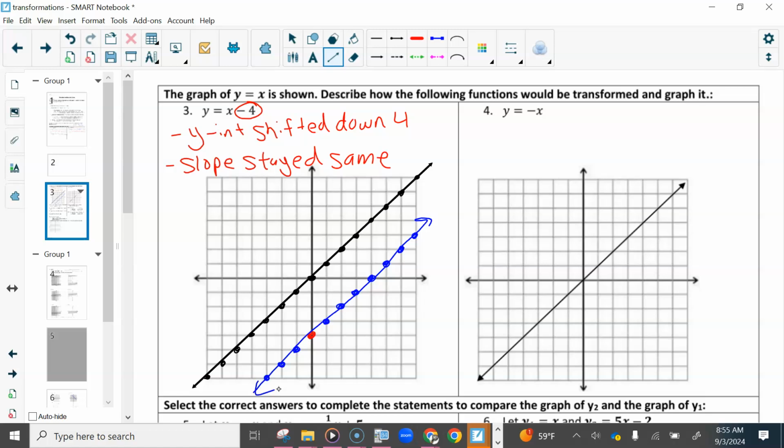You said down 4, right? Mm-hmm. The y-intercept. Down 1, 2, 3, 4. That's okay. Other questions about that one before we do number 4?